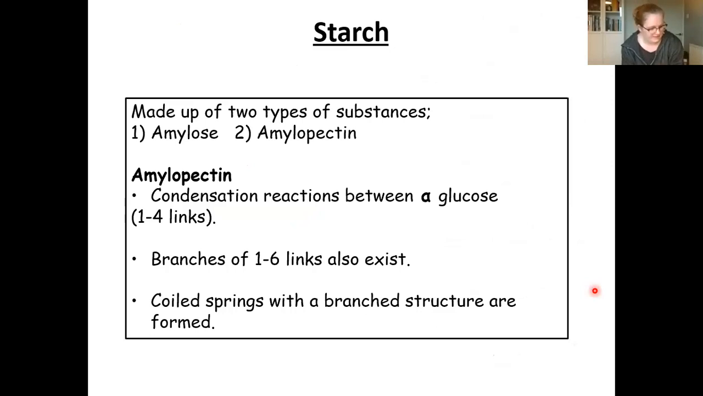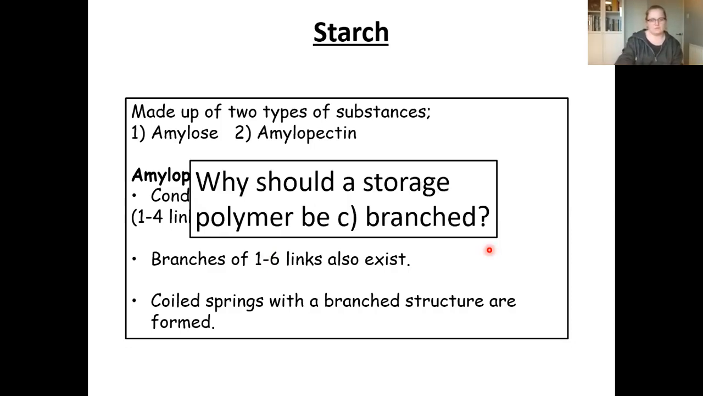Amylopectin is a long branched chain. So it is a condensation reaction between alpha glucose again at those 1,4 links. So it's going to make alpha glucose 1,4 glycosidic bonds. But we can also get branches of 1,6 links. What this does, and I'll show you this on the next image, is it makes a different shape ever so slightly. So we get this.